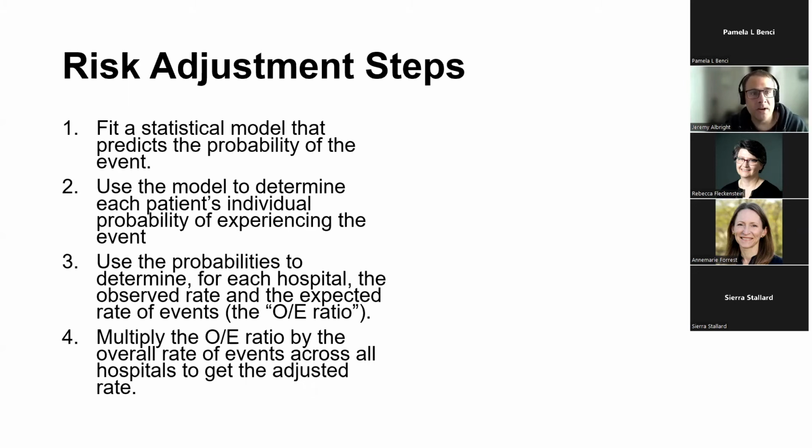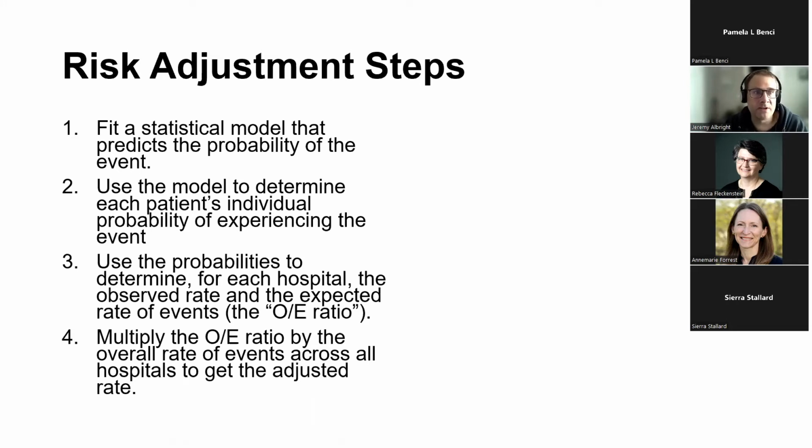What I mean by statistical model is essentially we come up with a formula that takes all of the potential risk factors, demographics, comorbidities, any health histories that we think might be relevant, and we weight those differently because some will be more important than others, and ultimately come up with a formula that we can plug patient level information into and come out with a prediction, a predicted probability of experiencing the event that we're talking about.